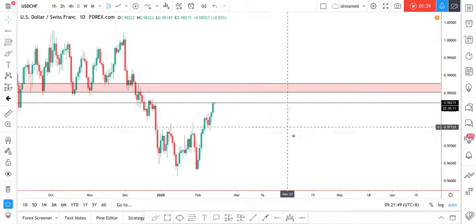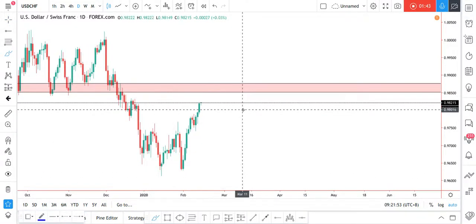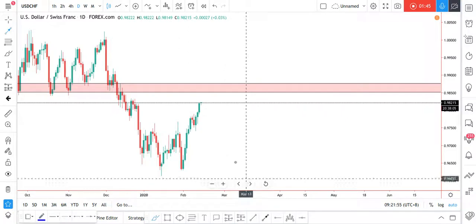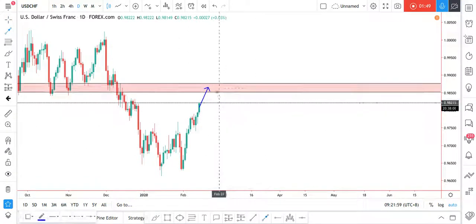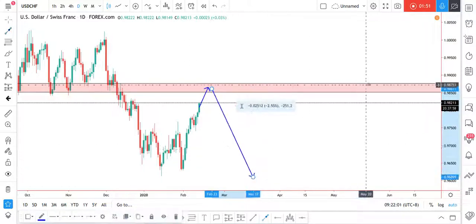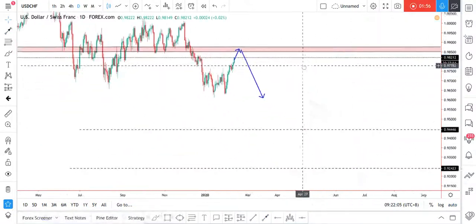Very nice, good push to the upside, and what we expected is actually happening on the daily time frame. So what we're expecting is USDCHF at least to reach this level. Once the market reaches this level, then we will be able to take this trade to the downside with a good risk to reward trade.